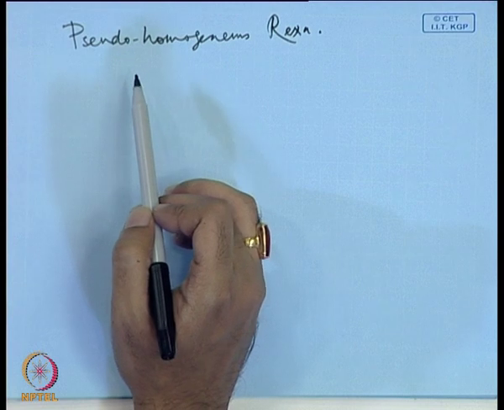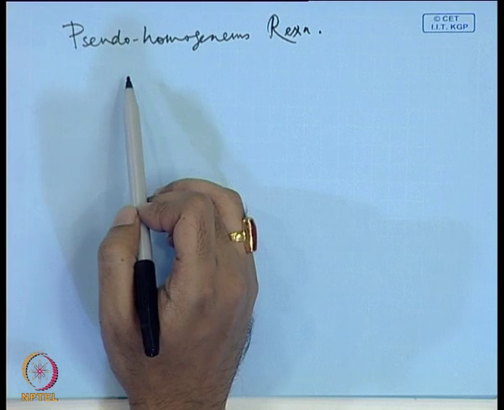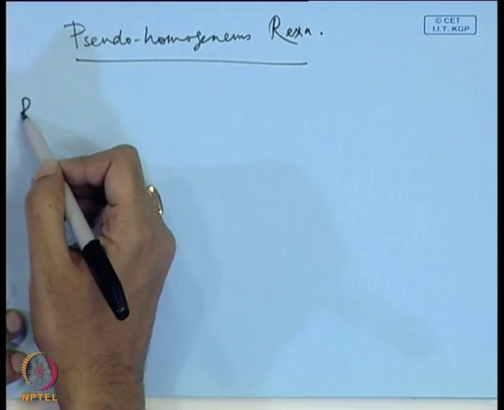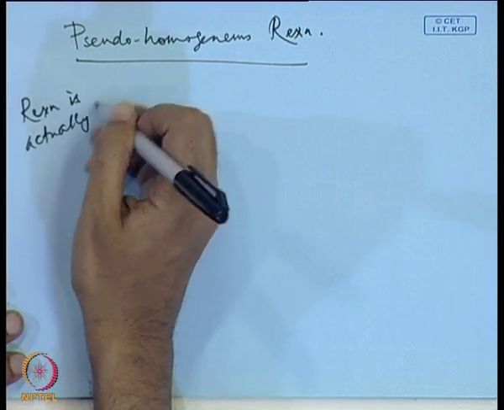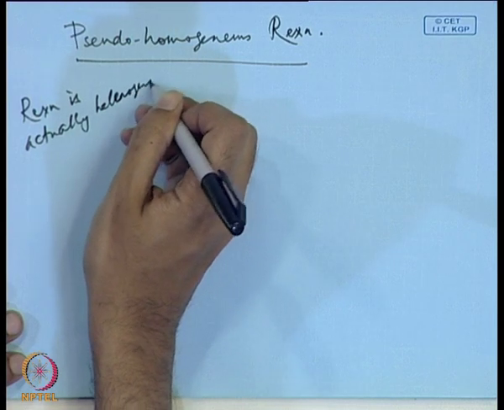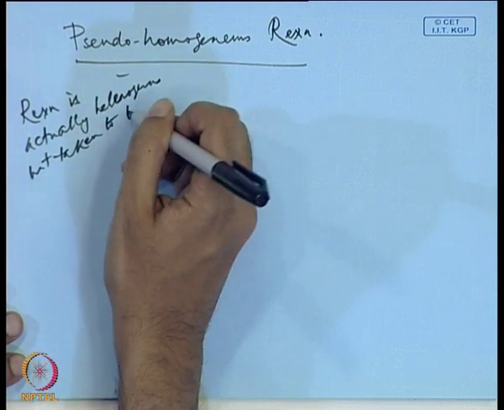What is pseudo? What is pseudo homogeneous? It says not homogeneous, but pseudo homogeneous. The reaction is not actually homogeneous, but it appears homogeneous, right? The reaction is not actually homogeneous, but we take it to be homogeneous. So, what is the reaction actually? If it is not homogeneous, what is it? Heterogeneous, yes. So, the reaction is actually heterogeneous, but taken to be homogeneous.